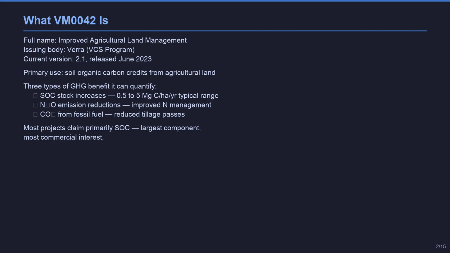2. Nitrous oxide emission reductions. Improved nitrogen management reduces N2O emissions. N2O has a warming potential 265 times that of CO2, so even small reductions translate to meaningful credits. 3. CO2 from fossil fuel. Reduced tillage means fewer passes and less diesel. Usually minor relative to SOC and N2O, but included for completeness. Most agricultural carbon projects claim primarily SOC. It's the largest component and the one with the most commercial interest.